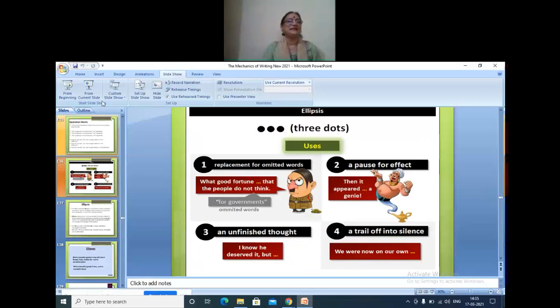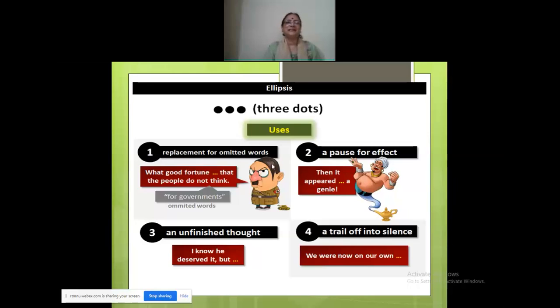See, इतने important हैं ये. Sometimes these 3 dots are known as ellipses, and where are they used? They are the replacement for omitted words. Suppose you are saying something and you don't want to be very specific, we can stop ourselves from speaking out. But what about writing? This is just for humor, that sometimes you may just omit certain words. So what good fortune, for whom? For the government, that the people don't think. So what good fortune? And it is not specified here. So it is just in humor.